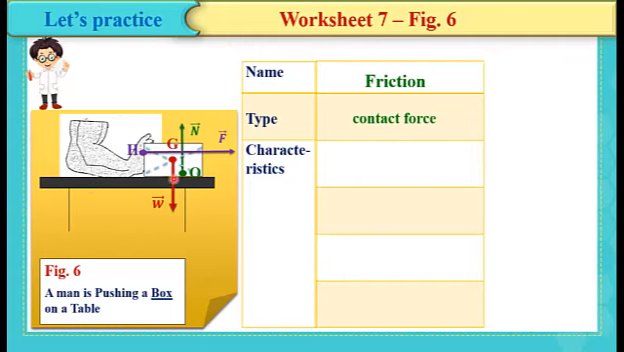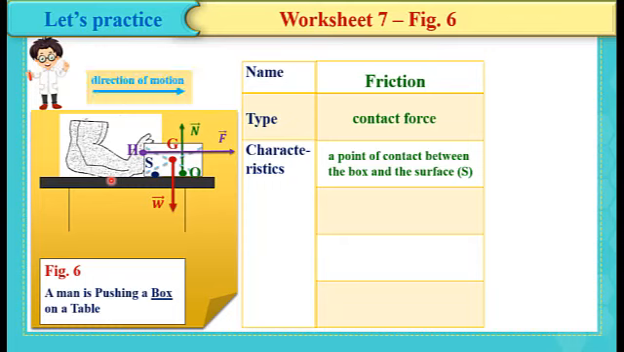First of all, the point of application. The point of application is the point of contact between the object and the surface. Why? Because it's a contact force. Let's represent it on the figure. We can take any point in contact between the box and the surface. We're going to name it S.